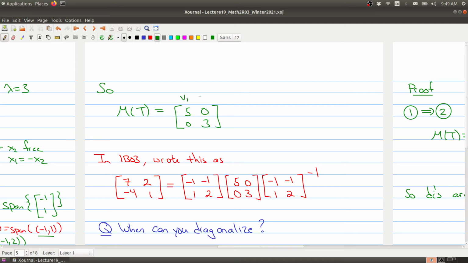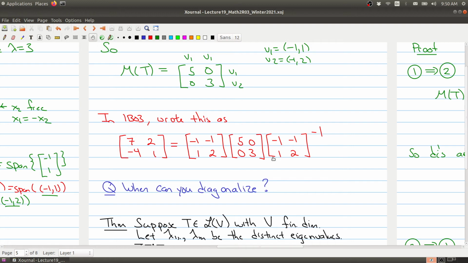Remember we're using our new basis, which is v1 equals negative 1, 1, and v2 equals negative 1, 2. Now, if you think back about how we did this in Math 1B03, we would have taken this matrix and said that this is the diagonalization. Notice that this is the eigenvector of 5, and this is the eigenvector of 3. So we're using the notation differently, but it's basically the same information.